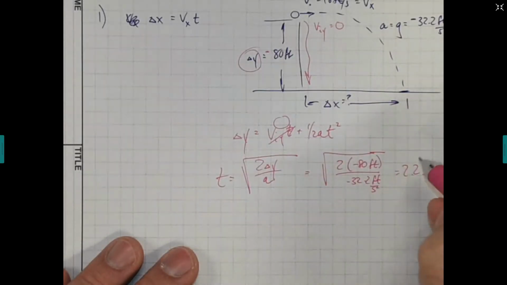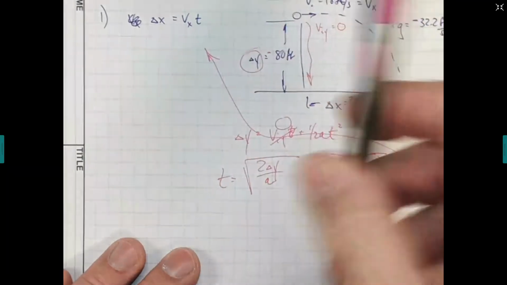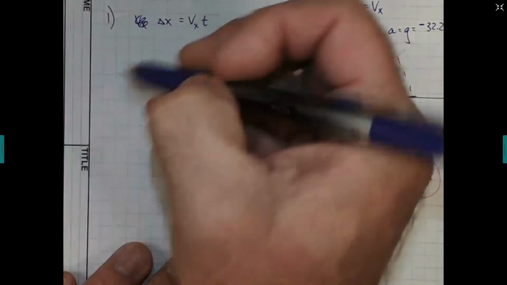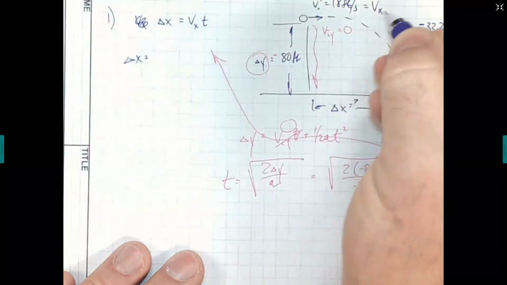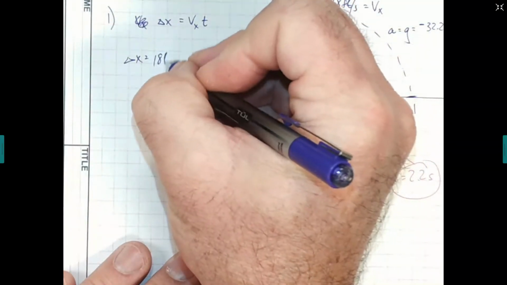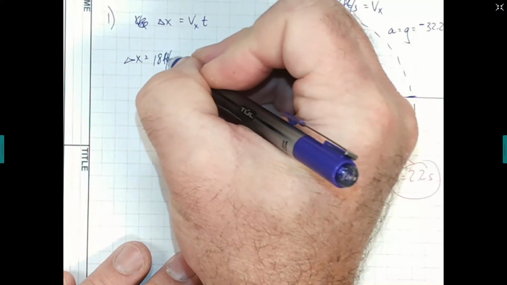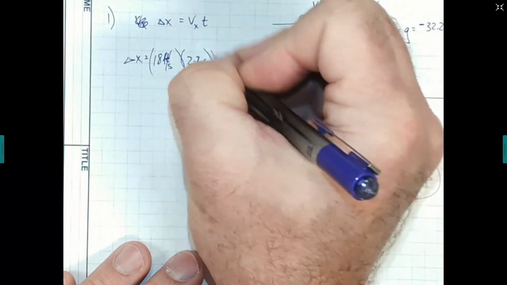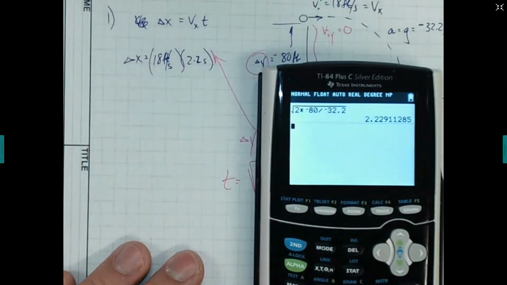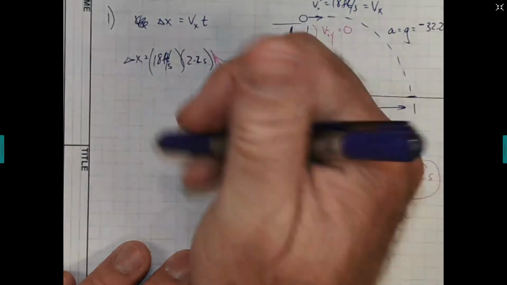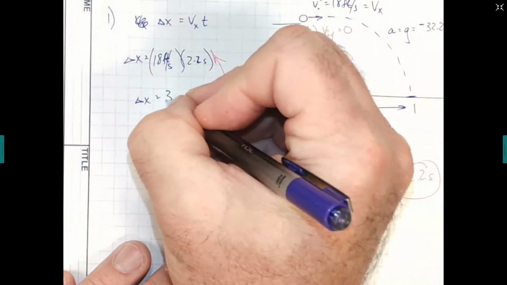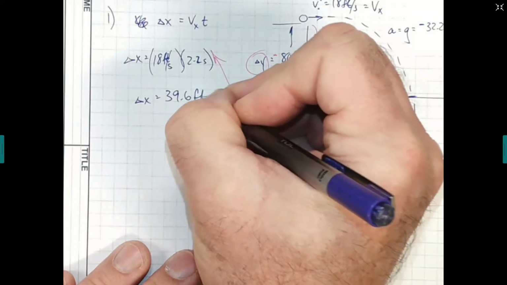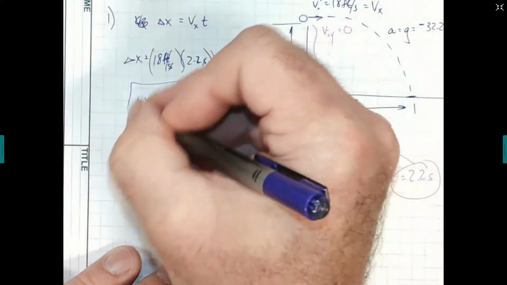Now we can take that 2.2 seconds and use it up here, because time is the same in both directions. So my change of position is Vx, which is 18 feet per second, multiplied by my 2.2 seconds. So 18 times 2.2, and I get 39.6. My change in position is 39.6 feet, in which the seconds cancel out.